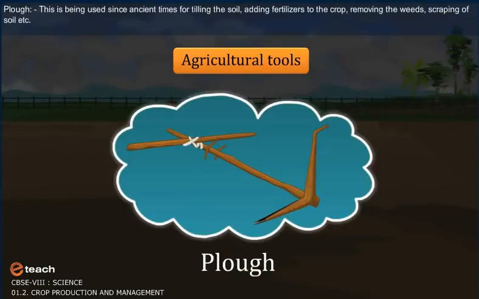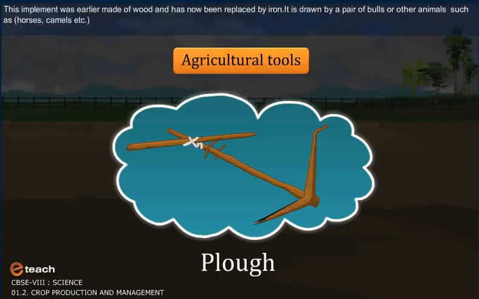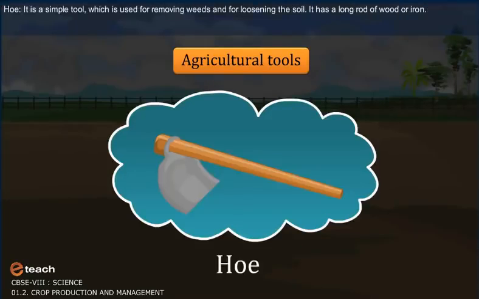Plough. This has been used since ancient times for tilling the soil, adding fertilizers to the crop, removing the weeds, scraping of soil, etc. This implement, earlier made of wood, has now been replaced by iron. It is drawn by a pair of bulls or other animals such as horses, camels, etc.